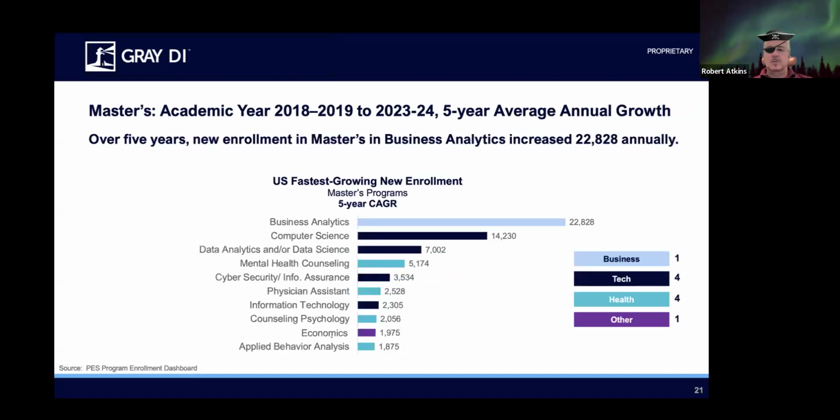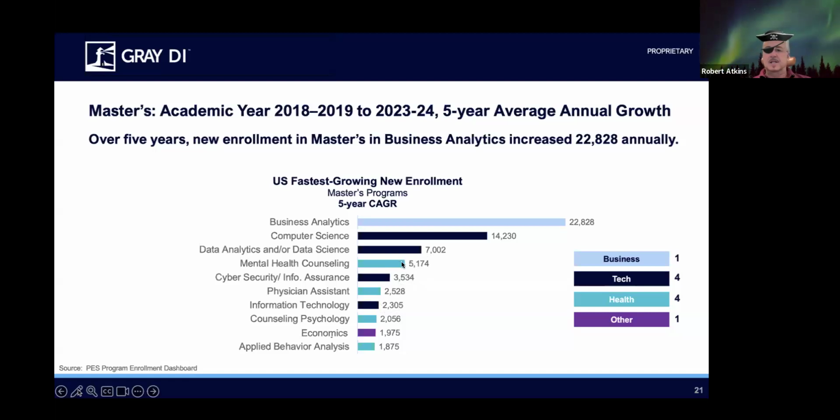Now, at the master's level, we've got a different group of programs. Here, business is not as prevalent. And we've got some 22,000 students who signed up each year, incremental students for business analytics at the master's level. So truly huge growth in business analytics at the master's level. That's 100,000 students over 5 years. Computer science also up, but not as much of a surprise. Data analytics, very closely related to the business analytics, up another 7,000. We have a couple of other techs here, cybersecurity and information technology.